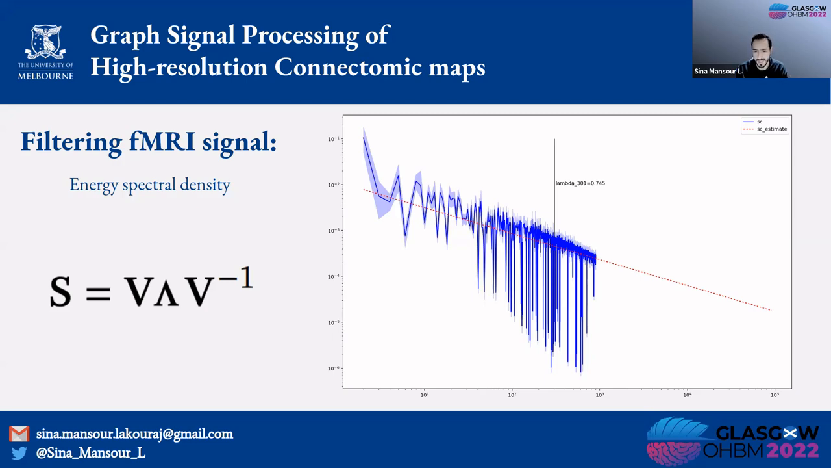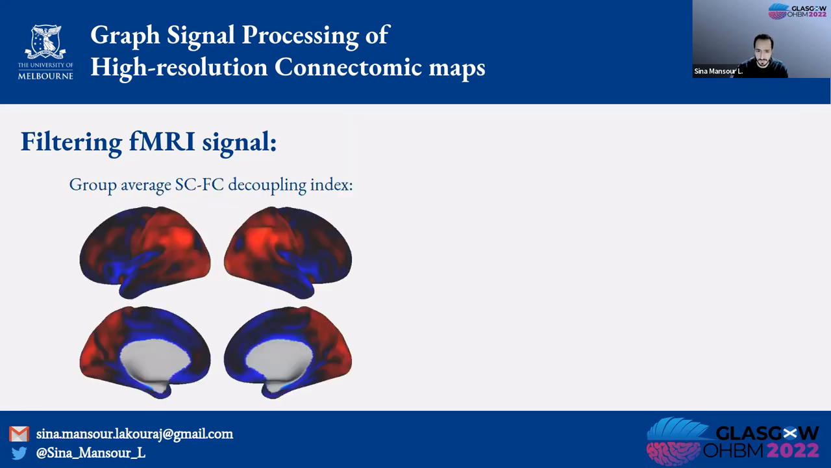We then created a low-pass and a high-pass filter, and we decomposed the fMRI signal into a part of the signal that was aligned to the underlying structural connectivity and a part of the signal that was liberal to the underlying structural connectivity. Then, similar to previous work, we computed the decoupling index, but in high resolution. And this plot here shows the decoupling index.